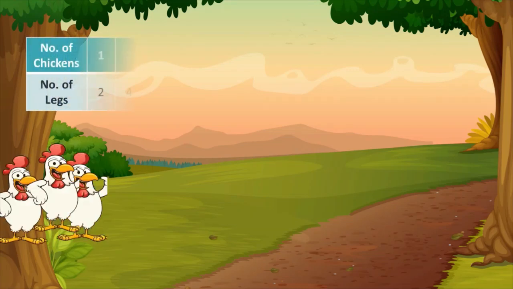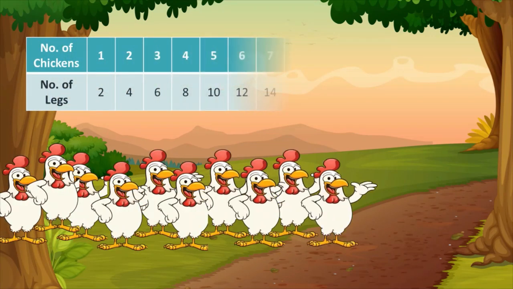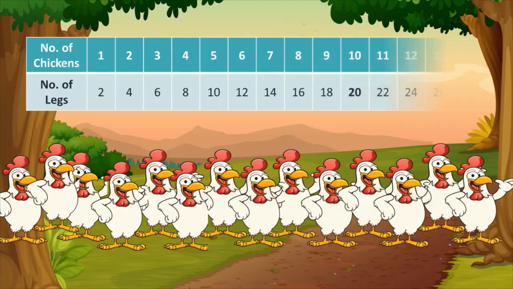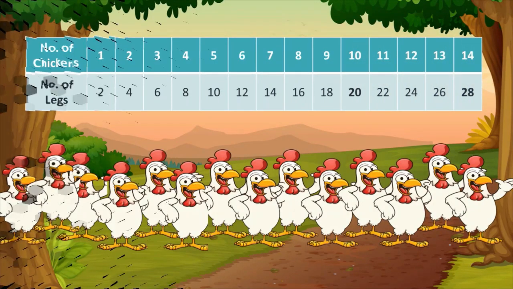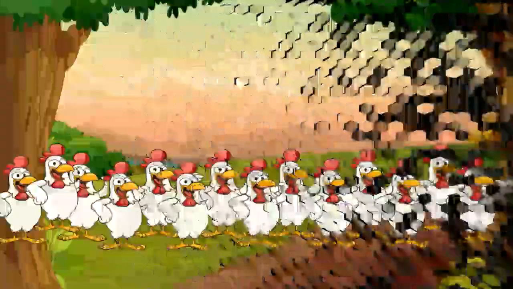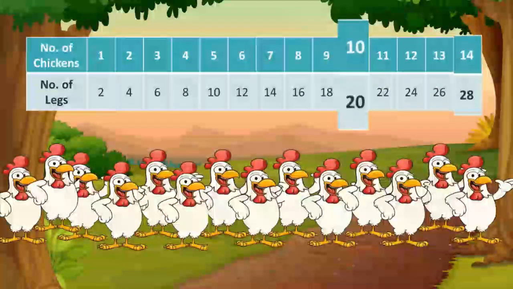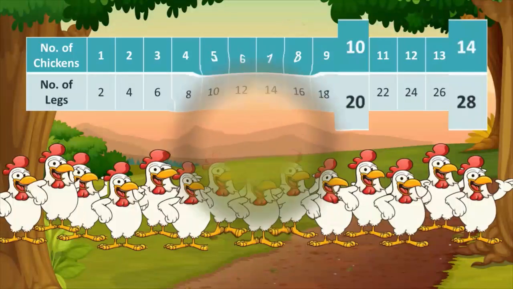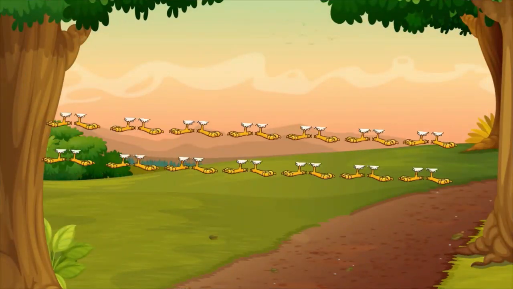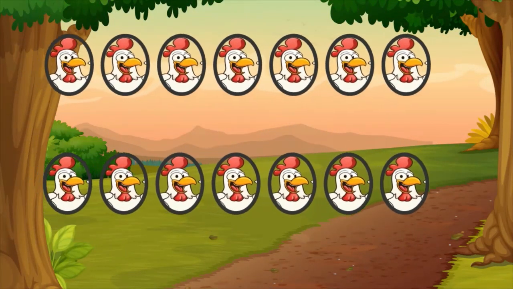Right, the legs are increasing by 2 times that of the chickens. So, counting by 2s, 10 chickens will have 20 legs and 14 chickens will have 28 legs. In other words, half of the 28 chicken legs will give you the total count of chickens, that is 14.